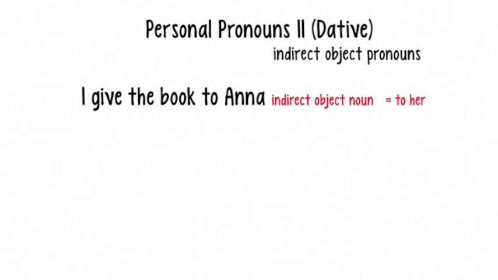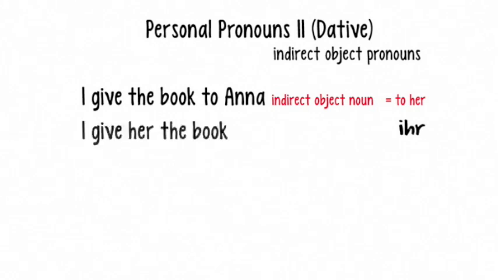The important thing here is that the preposition to that we use in English is not used in German. So for to her in German, we would say ihr. Ihr. So there's only one way in German to express this sentence. We would say, I give her the book. As you can see, the personal pronouns in the dative case is used to indicate the noun to which something is given. So now let's have a closer look at the personal pronouns.